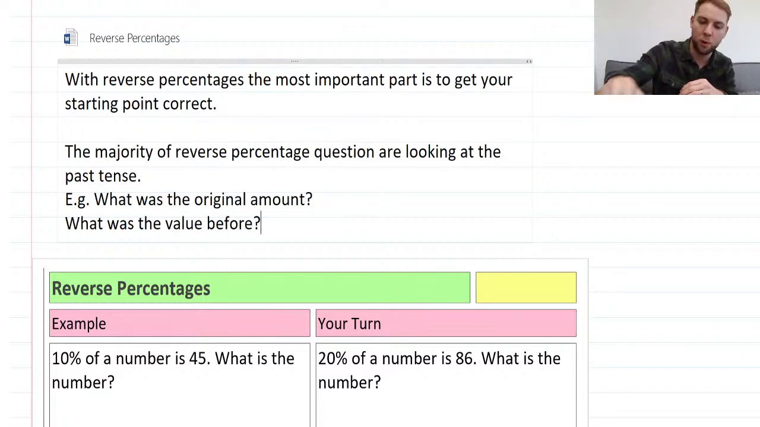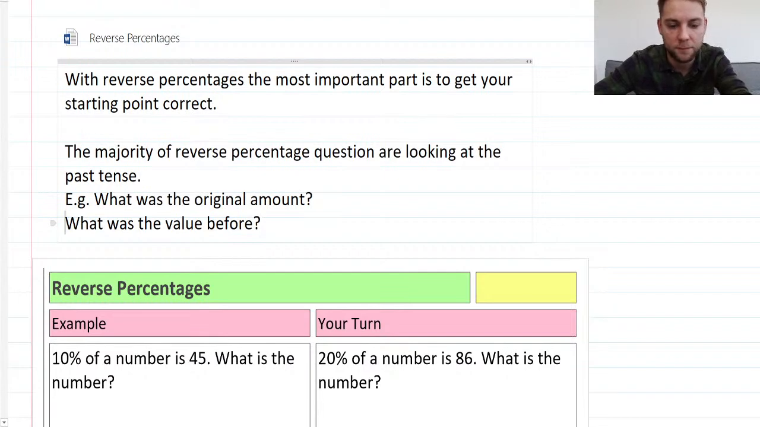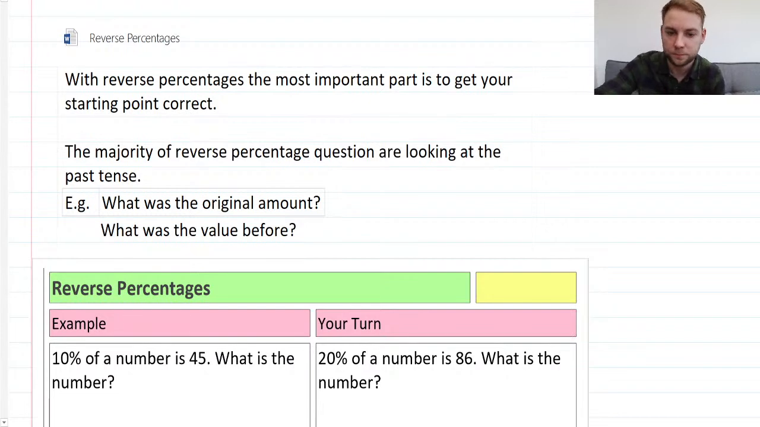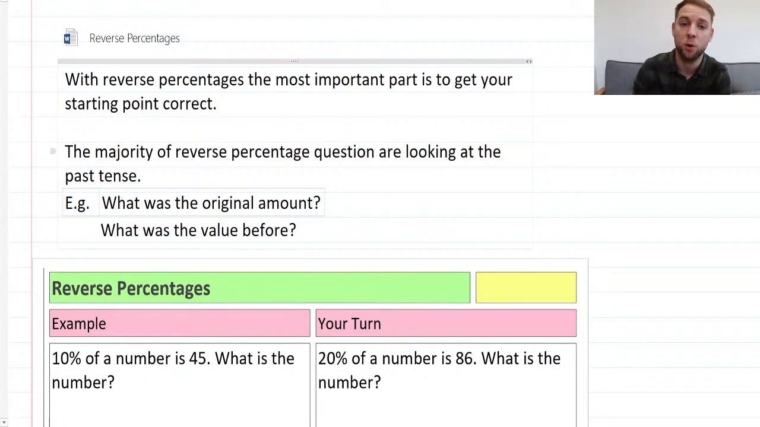And notice how both of these are looking at things which are previous, okay? What was the original amount? What was the value before? So get both of those things down, and then we'll start having a look at them. So reverse percentages, the most important part is to get your starting point correct. Now, the majority of reverse percentage questions are looking in the past tense. So what was the original amount? What was the value before?